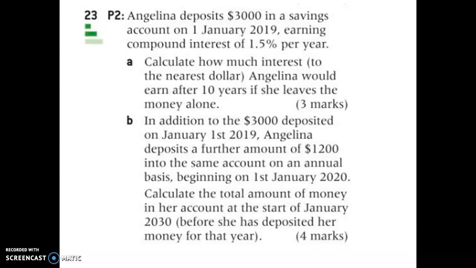So we had a problem about Angelina, who deposited 3,000 in savings in an account on January 1st, 2019, earning compound interest of 1.5% per year. It wasn't particularly clear how many times it's compounded, but it does say per year, so we're going to assume it's just compounded once per year. So we don't really have to split this percent over months or quarters or anything.